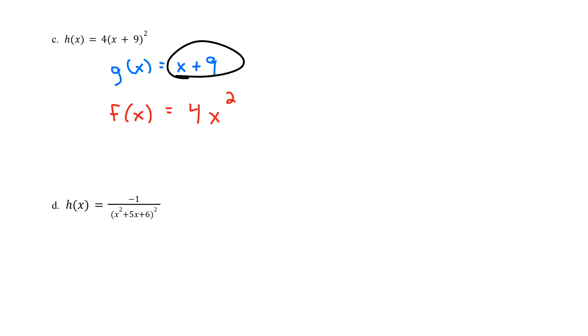If we take x plus 9, plug that in for x, do we get the exact same function that we started with? Here we would have 4 times x plus 9 quantity squared. Yes, we would get the same thing. That's exactly what we want.